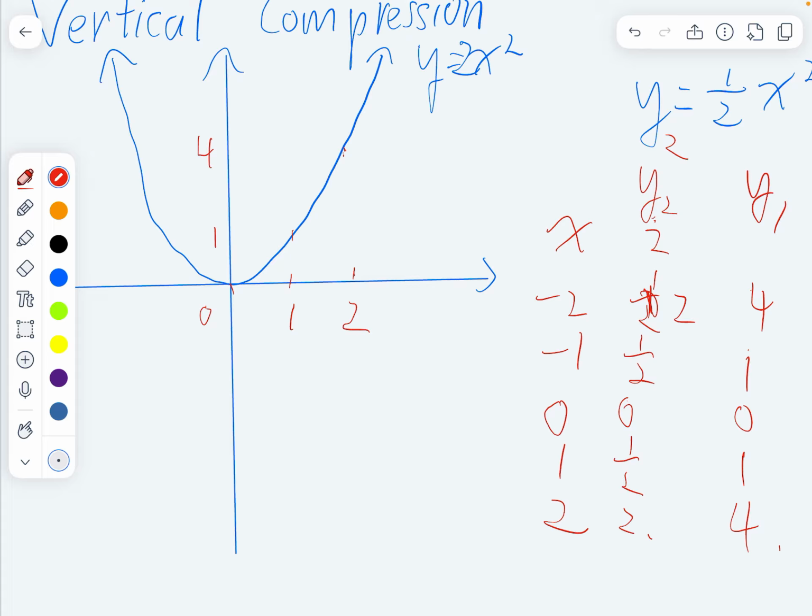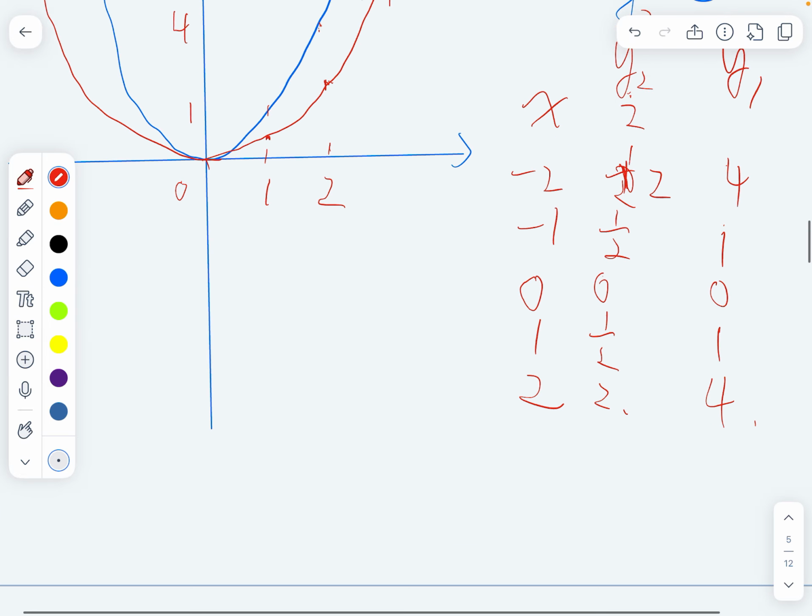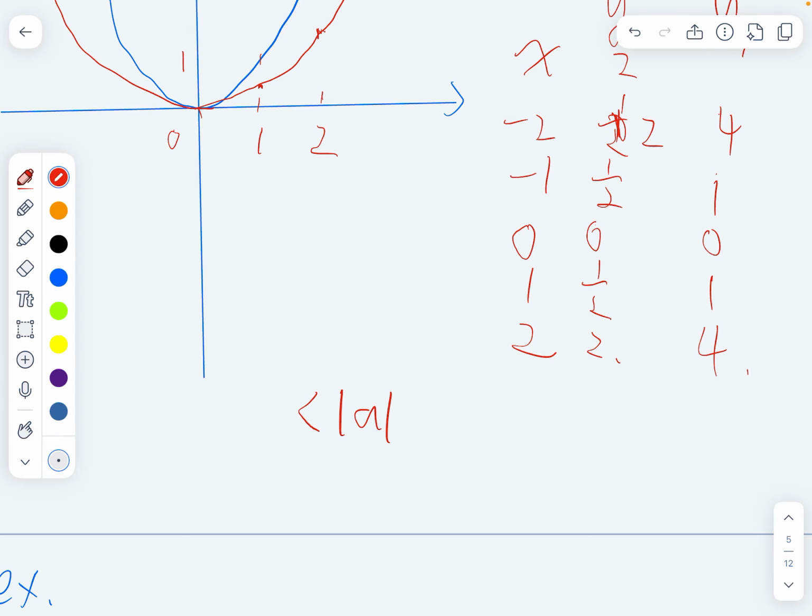Let's find y2. The y2 will be y equals one half x squared, so a is going to be a half. So the graph will look like that. It will be wider than y1. So we can know that it's called the vertical compression. That means when a is greater than 0 and smaller than 1, it's called vertical compression.